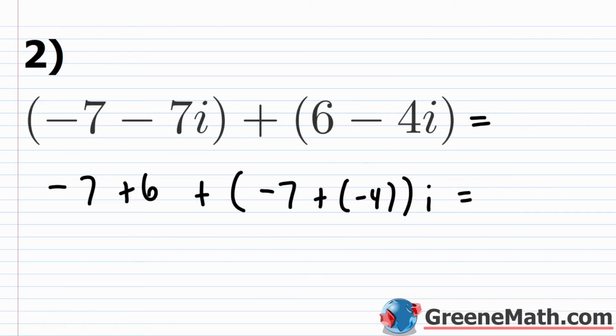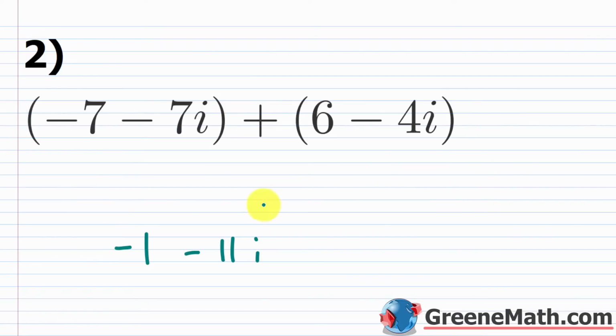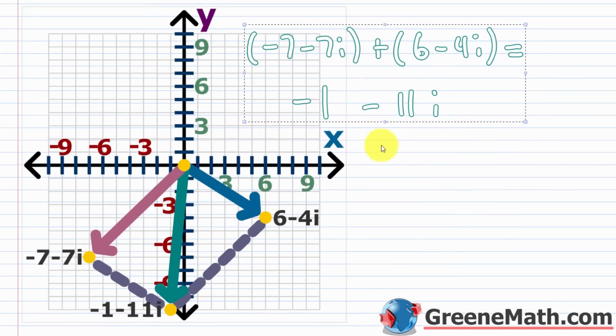Let me go ahead and say this equals -7 plus 6 is going to be -1. And then plus, you have -7 plus -4, that's -11. Let me just write -11. And then times the imaginary unit i. So this is what we're looking for. Let me actually just rewrite this so we can copy it. So -7 minus 7i, and then plus, we have 6 minus 4i. This would be equal to this -1 minus 11i. So let me paste this in here.